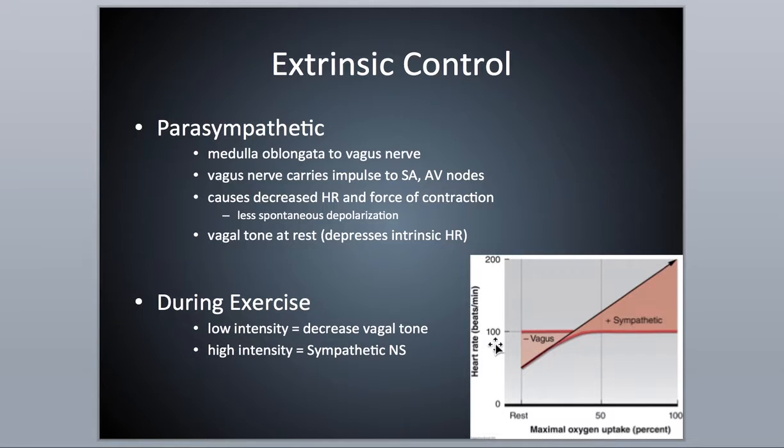Now, with the parasympathetic response from the medulla oblongata in the brain, it's going to go down through the vagus nerve, and that actually carries impulses to the SA node and the AV node. And this causes a decrease in heart rate. Remember that the parasympathetic nervous system is a rest and digest response. The sympathetic is going to be fight or flight. So parasympathetic, we're resting, digesting. Our heart rate is going to be decreasing. And this is the reason why it happens. It's going to depress the intrinsic heart rate.